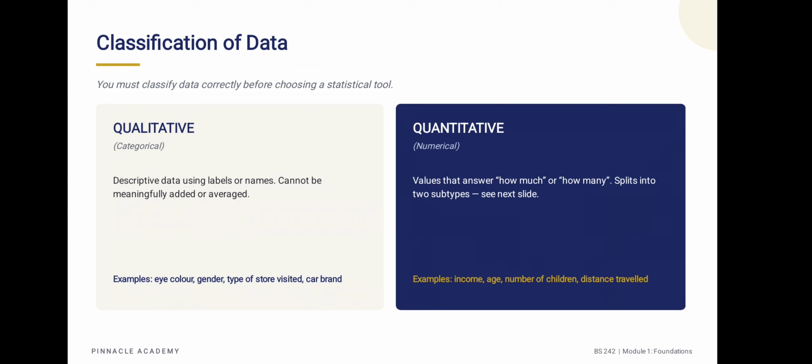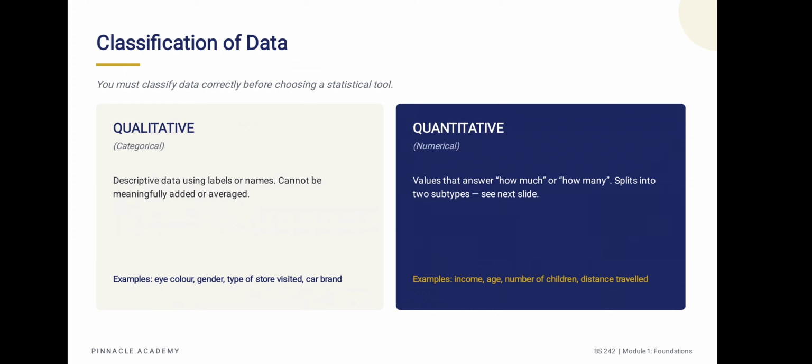Notice that even if we sometimes assign a number to these categories for coding purposes, like using 1 for male and 2 for female in a spreadsheet, that number doesn't represent a quantity, it's just a label. You can't average a person's gender code and get a meaningful result. And that's the test I want you to apply. If adding, subtracting, or averaging the numbers gives you nonsense, you are looking at qualitative data.